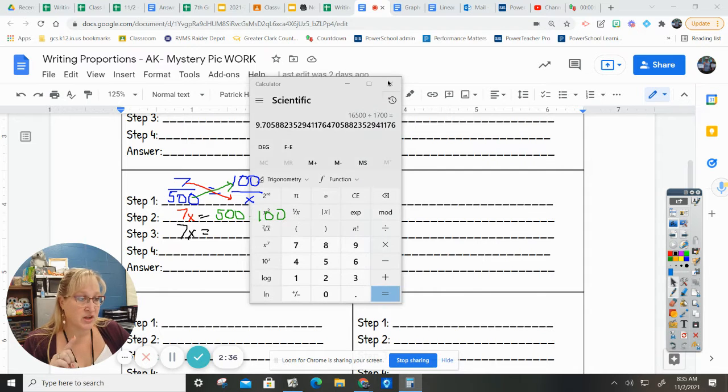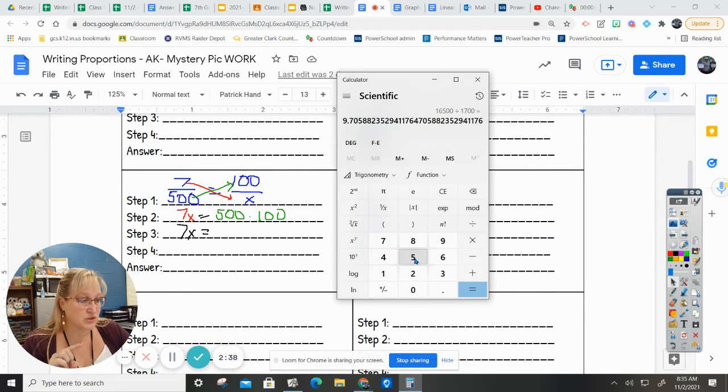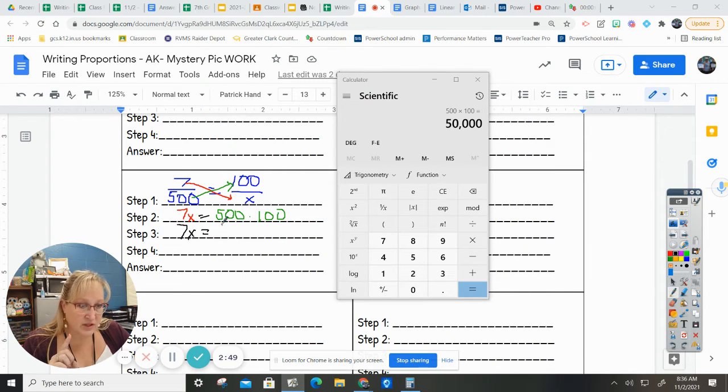So just to make sure that I get enough zeros, I'm going to use my calculator. Clear. 500 times 100 equals 50,000. So the answer over here, 500 times 100 is 50,000. So as you can tell, this went down here, hoping that you're watching my mouse. This went down here. This went down here. Oh, I need more zeros.